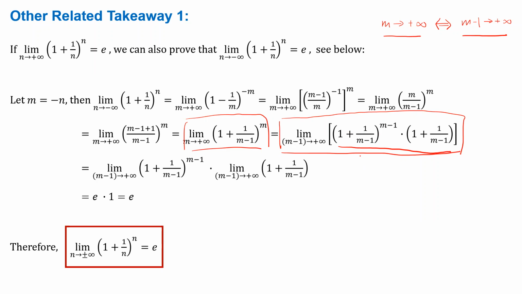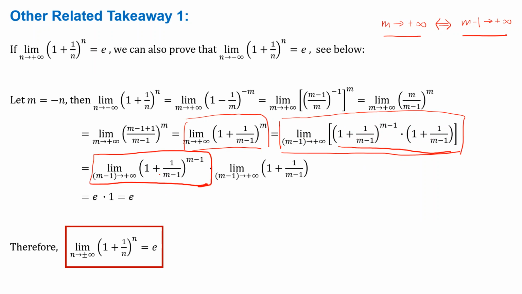So why do we want to write it like this? Remember that the limit of the product of two functions equals the limit of the first function times the limit of the second function, right? So the limit of the first function as m minus 1 approaches positive infinity. So is this familiar? Are you familiar with this?